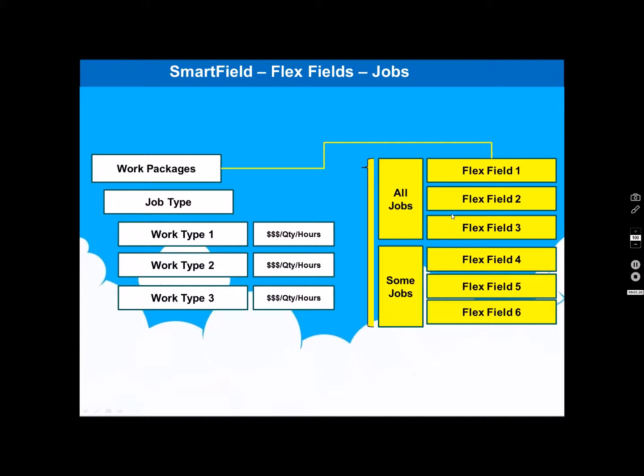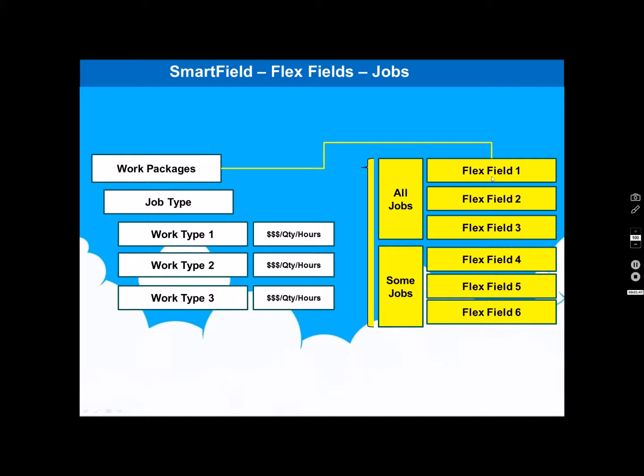The hierarchy works as follows. So we'll focus on jobs for today. Work packages is what we call jobs in the system. The work packages drive what flex fields will show up in the control tower in the application. They'll also drive what shows up in the mobile.